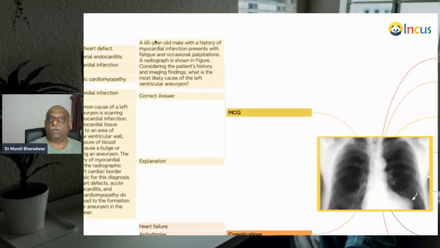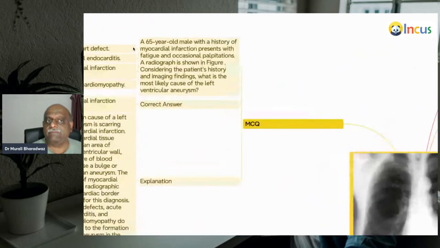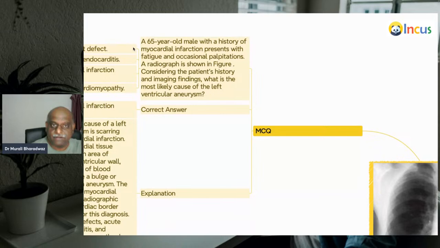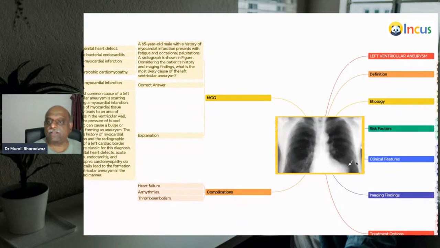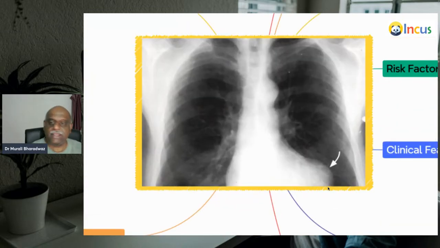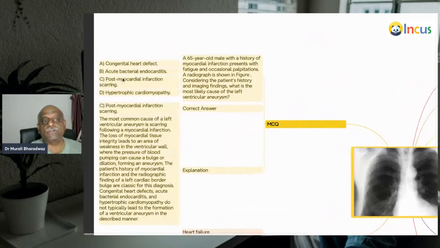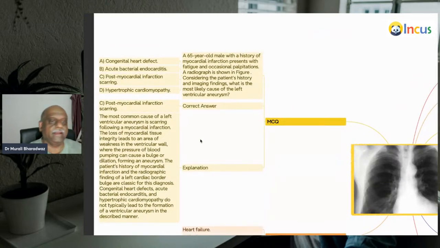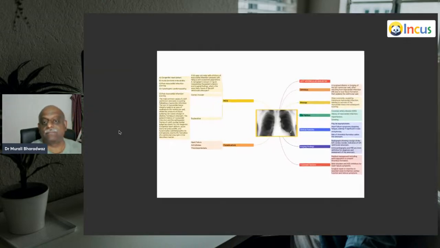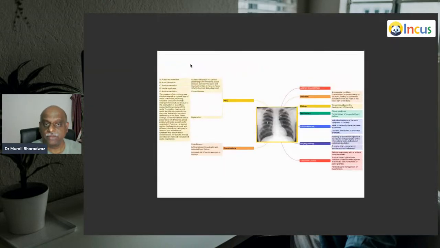A 65-year-old male with a history of myocardial infarction with fatigue, occasional palpitations, a radiograph has been taken. So what you can see, you are able to see one of the complications of the myocardial infarction, which is left ventricular aneurysm, is what you are able to see here, doctor. So post-myocardial infarction scarring leading to left ventricular aneurysm is what you need to remember.